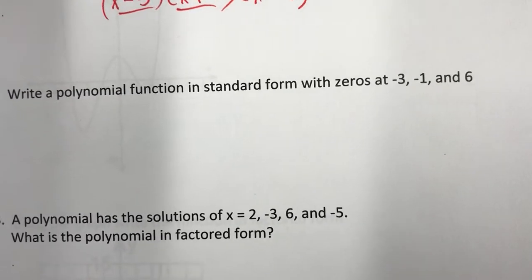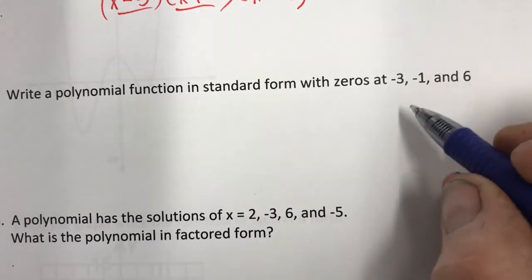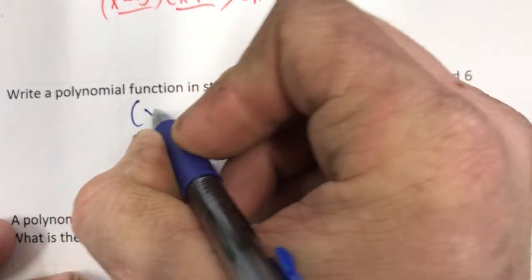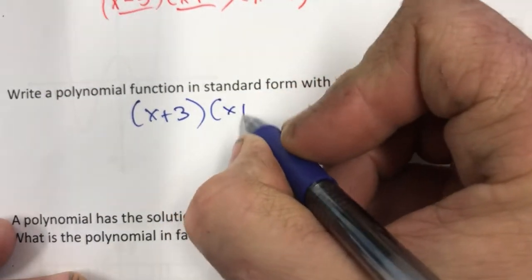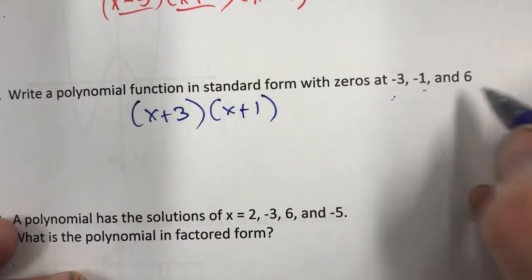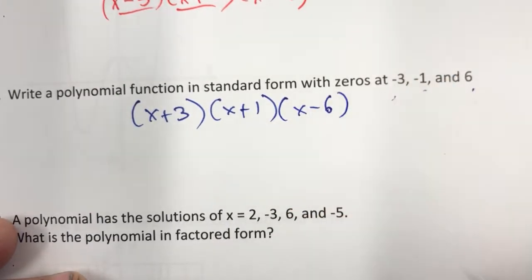Now number 2, I have the same thing. We've got these zeros, so that means if -3 is a zero, x plus 3 would be my factor. -1 is a zero, that means x plus 1 is a factor. And if 6 is a zero, x minus 6 would be my factor there.